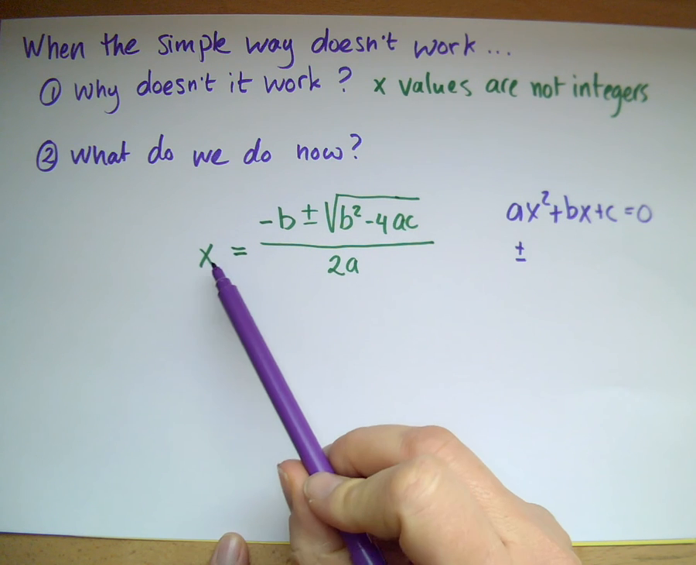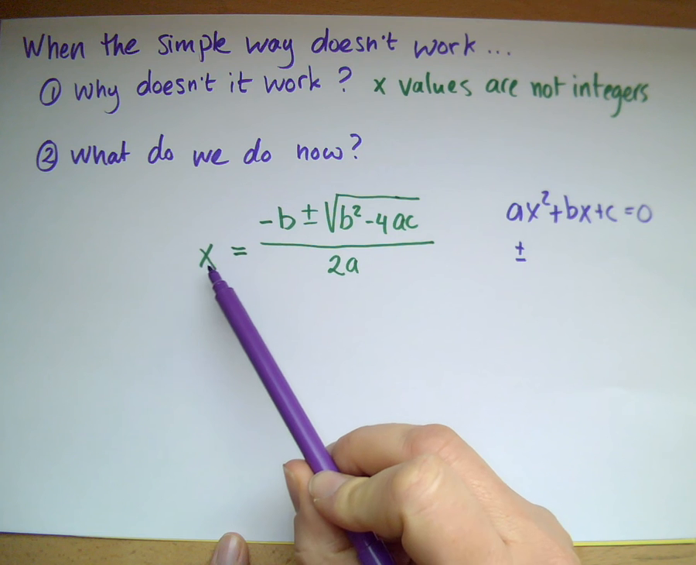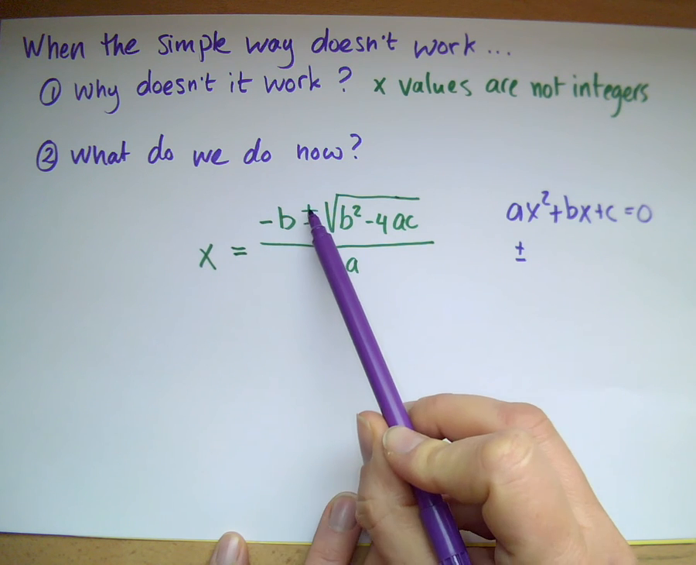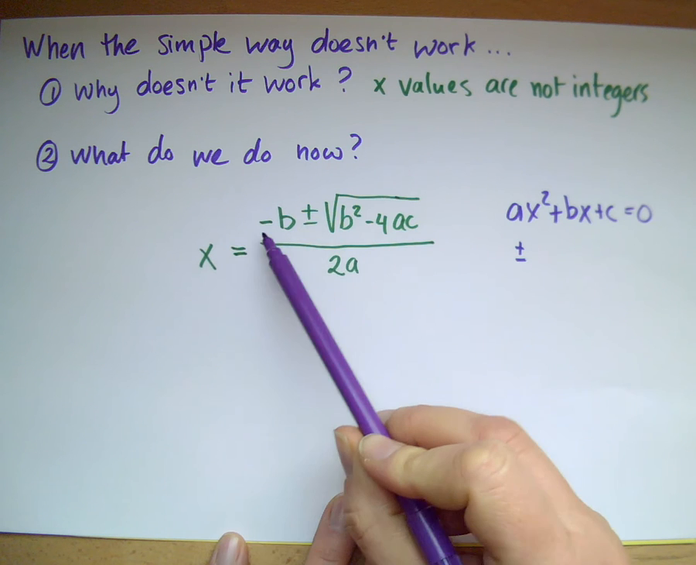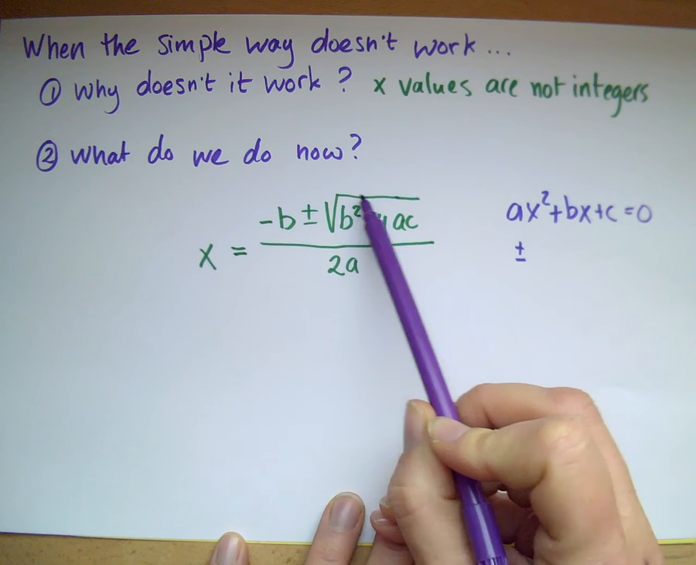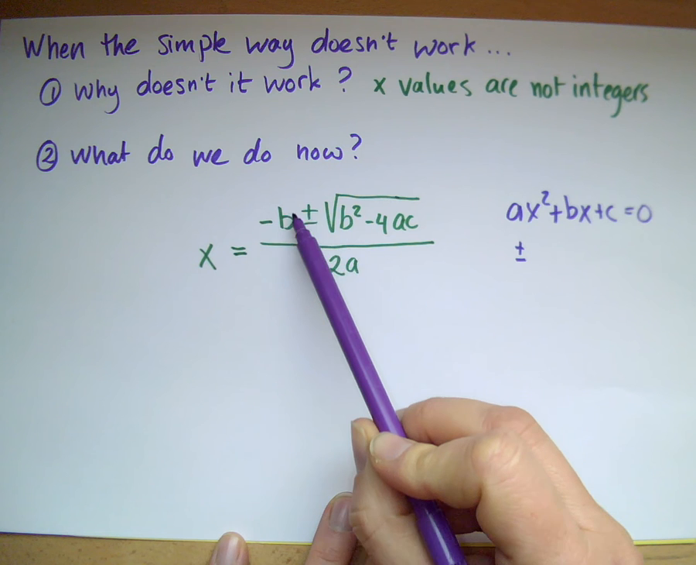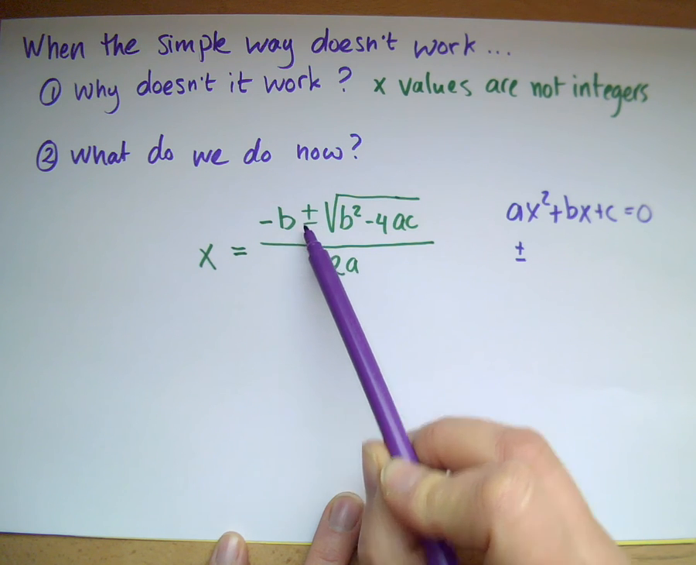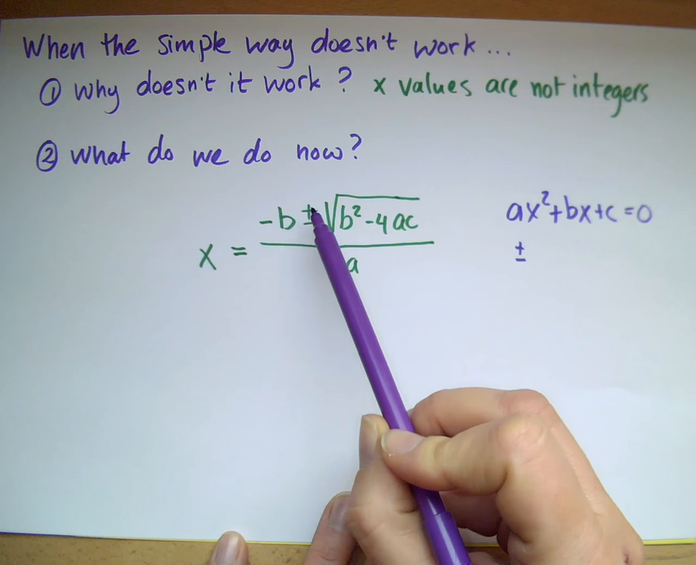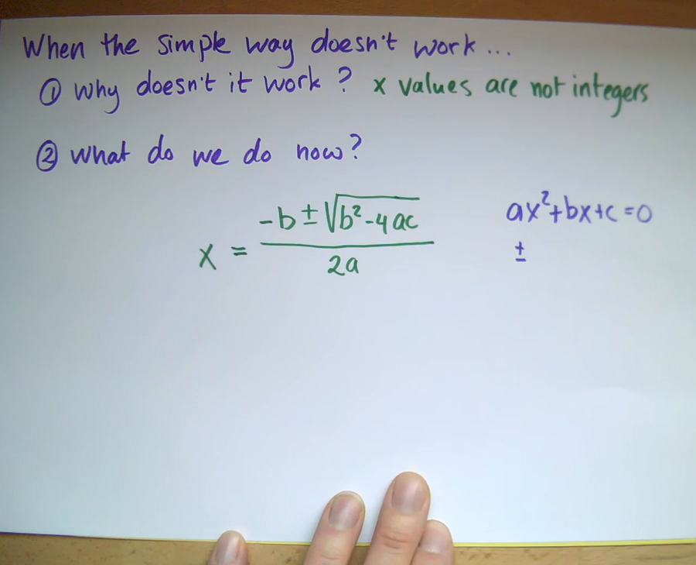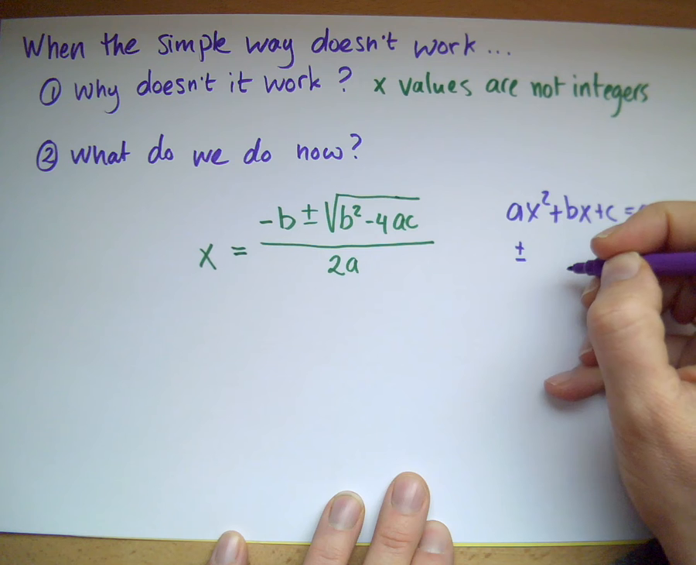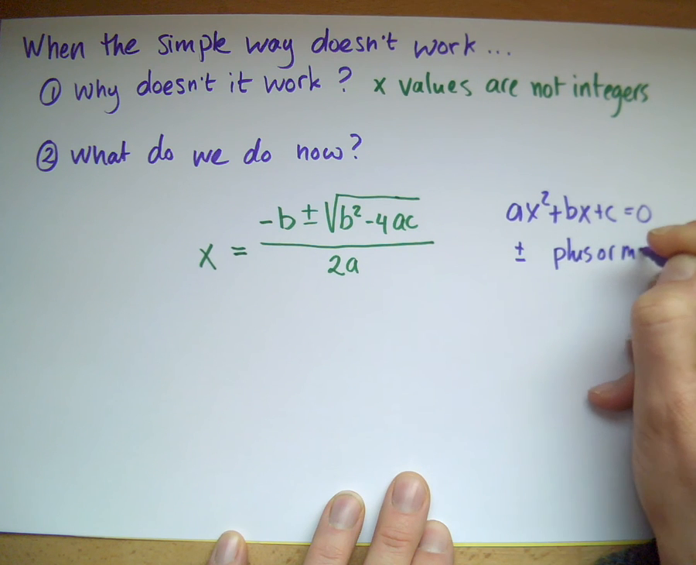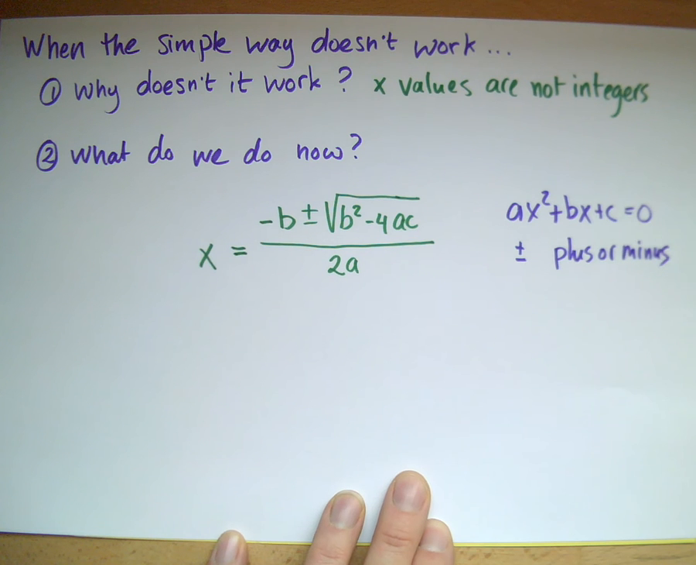You know how x usually has two, or often has two solutions. One solution will be when you add the square root of this. The other solution will be when you subtract the square root of this. So this just means pick either one. They both give one of the answers. They each give one of the answers for x. So this means plus or minus. All right.